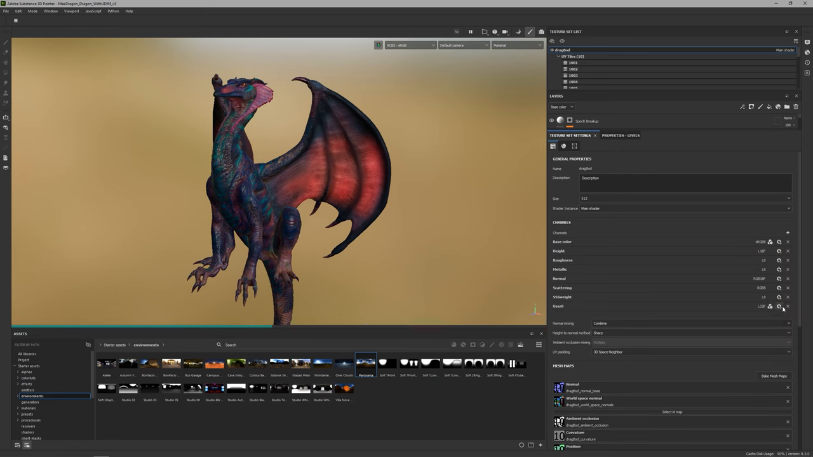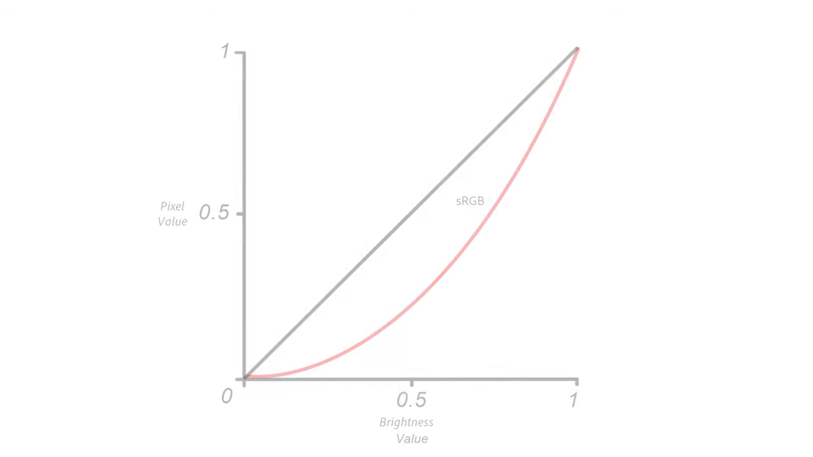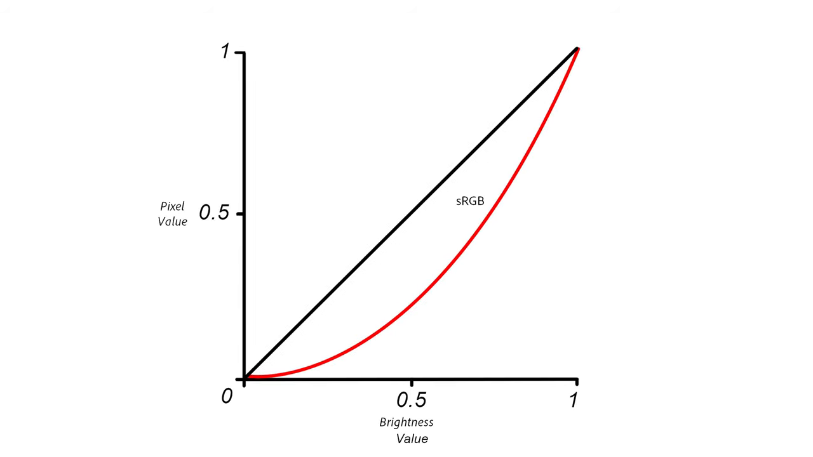So why does color versus scalar data matter for our viewport color transform? Well, since our scalar data will never be seen at render time, it won't have a color space applied to it. It's just purely value data to be calculated. Remember how we saw in part one that the sRGB gamma curve means it gives less space for lighter values? Well, rather than display our scalar data values with an sRGB transform scrunching up the data incorrectly, we want to display it linearly. So that's why the display transform is disabled on scalar channels.